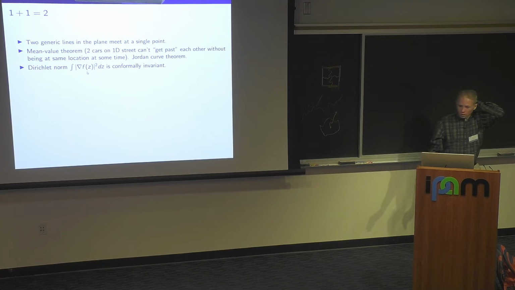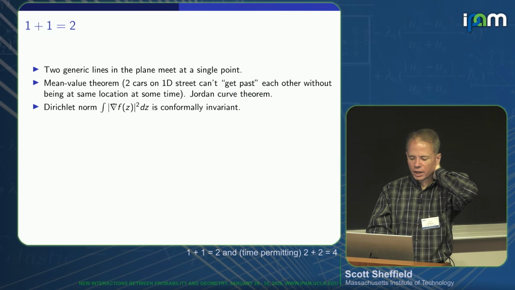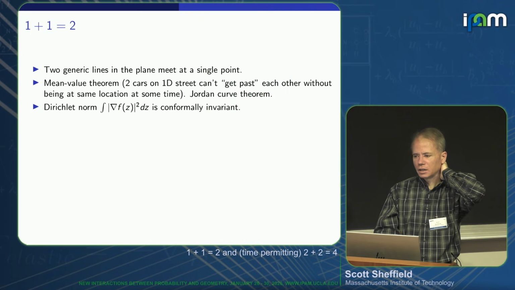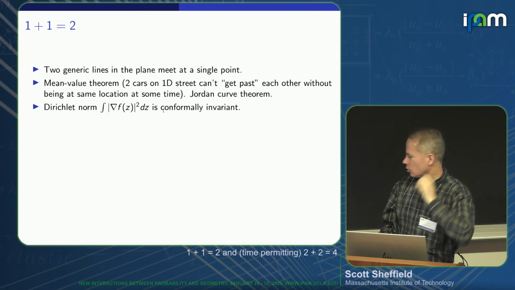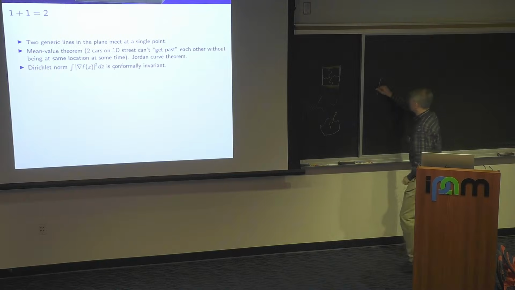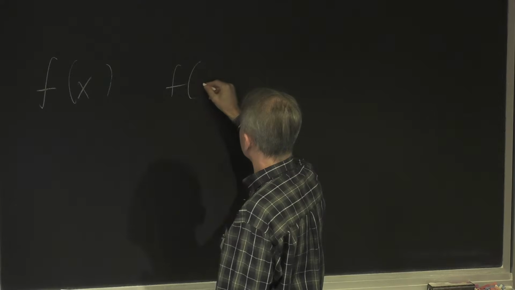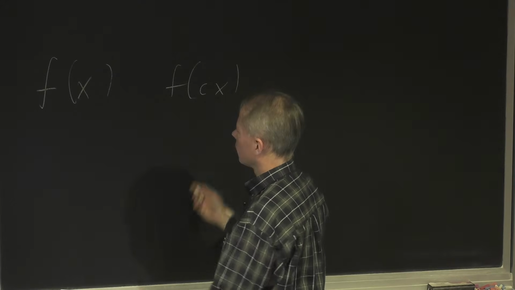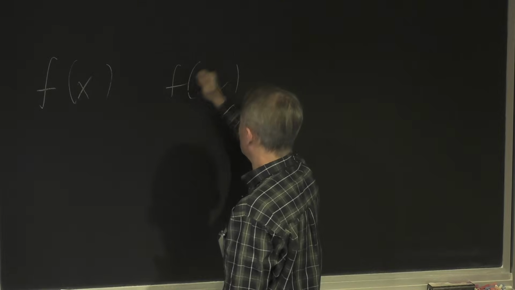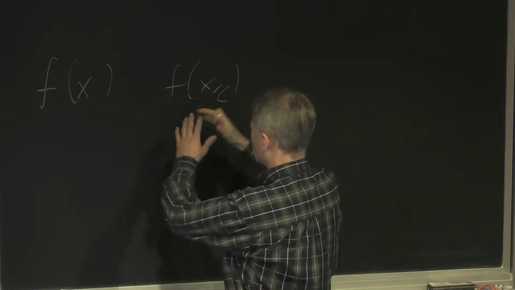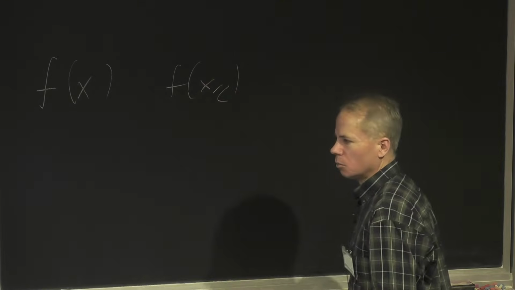This 1 + 1 = 2 is important because it implies that this Dirichlet norm, the integral of the gradient of f all squared, is scale invariant. So if I replace this function f of x with f of x over c, I'm like scaling out by a factor of c. What's that going to do?